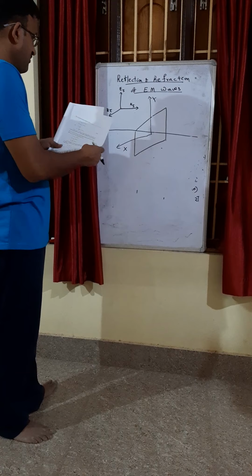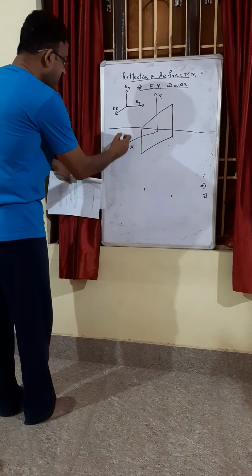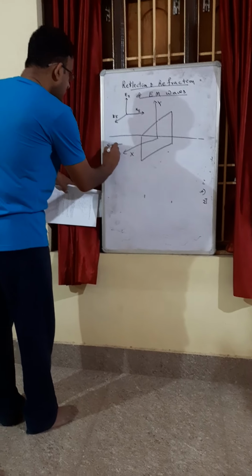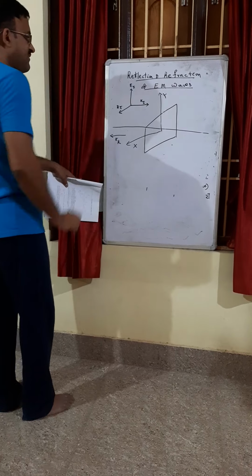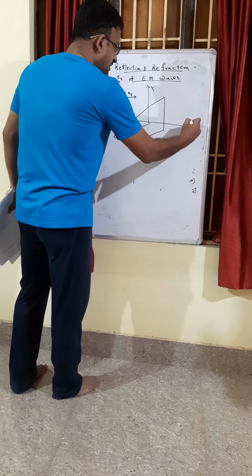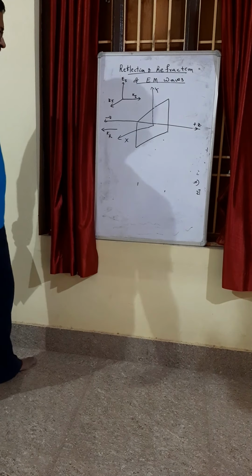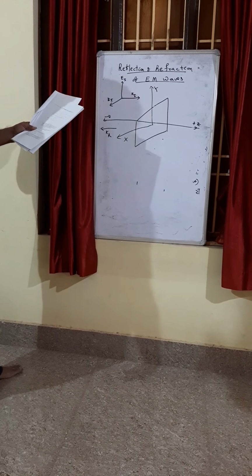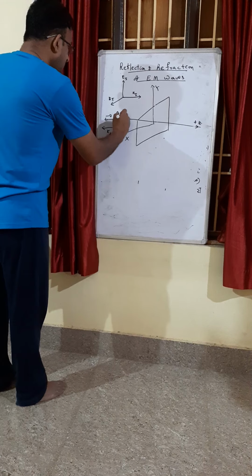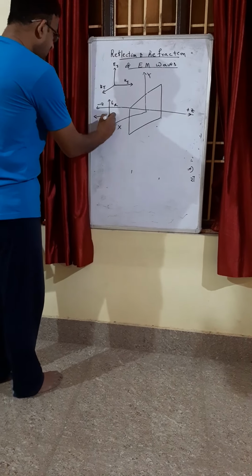So what happens to the reflected wave? For the reflected wave, the propagation vector will be just the opposite. That means if this propagation vector is along the positive z-axis, the reflected wave will be just along the negative z-axis. Kr will be like this. And the other factors remain, like this is ER, the electric field for the reflected wave.